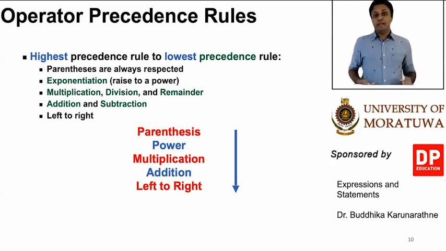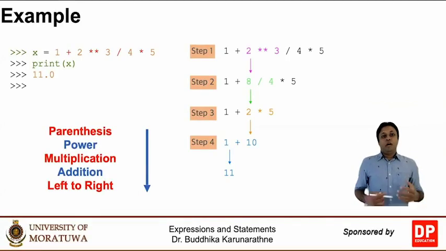Multiplication, division, and remainder operations come next. Then comes addition and subtraction. The left to right rule is the last in the list. Now, how do we apply those rules to evaluate this expression and get the result?